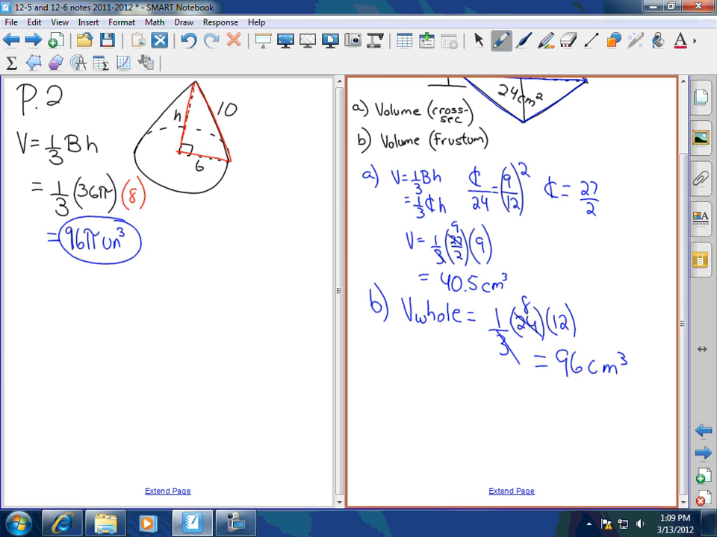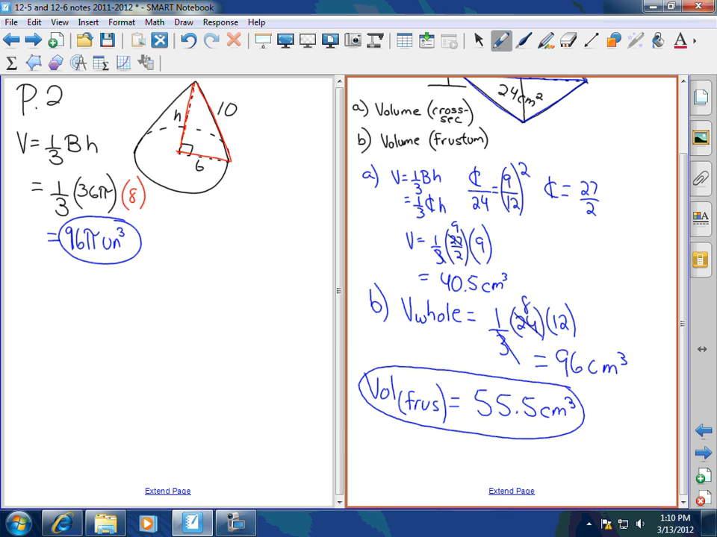So then what will the volume of the frustum be? Volume of the frustum is going to be the whole minus the small. So 55.5 cubic centimeters. Does that make sense? Yes? Okay. Awesome.